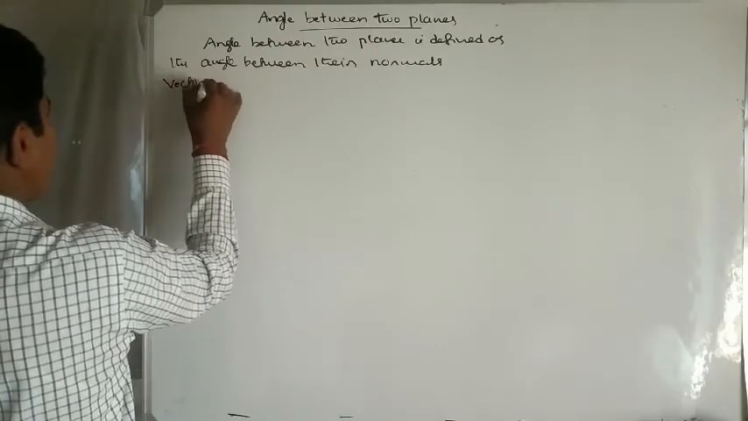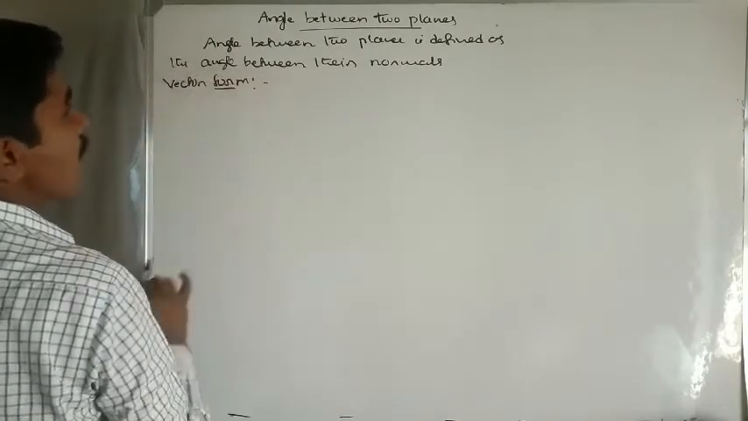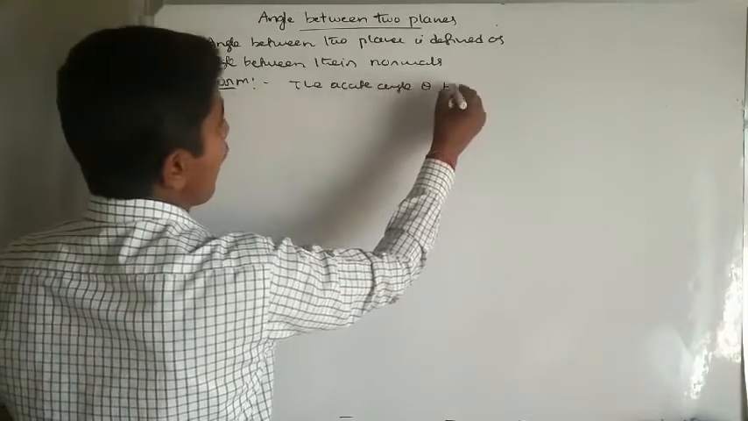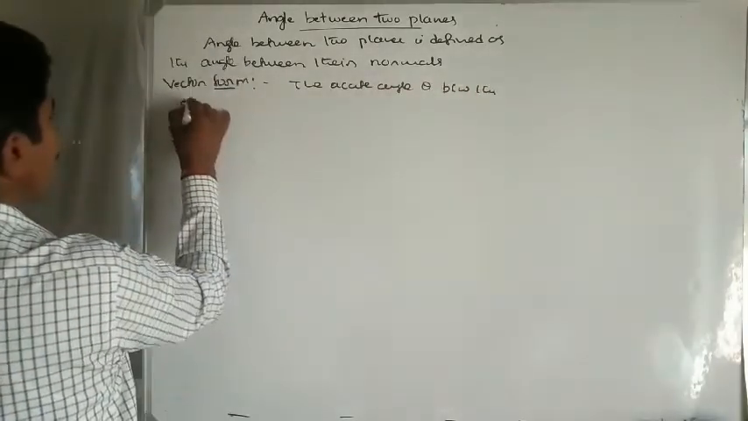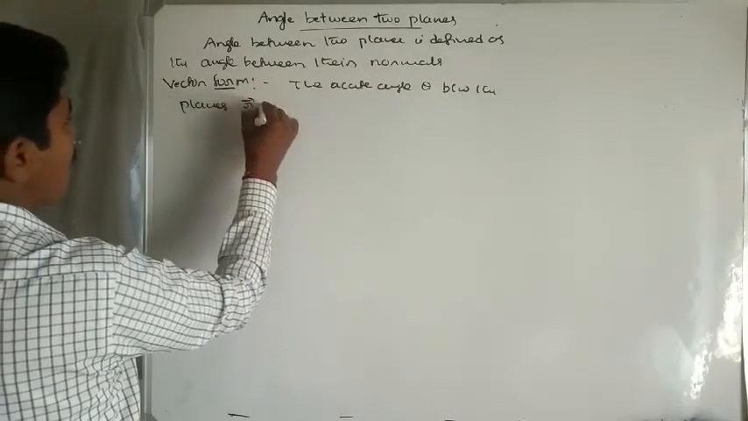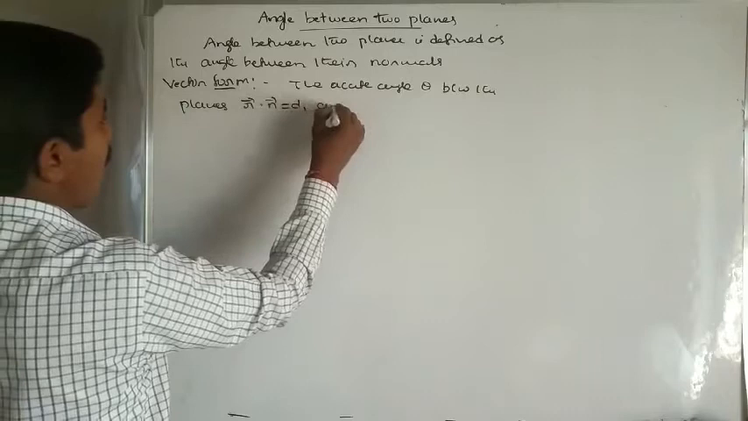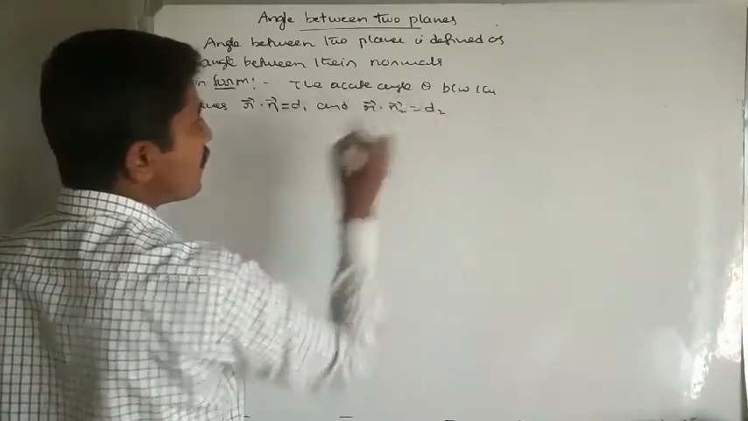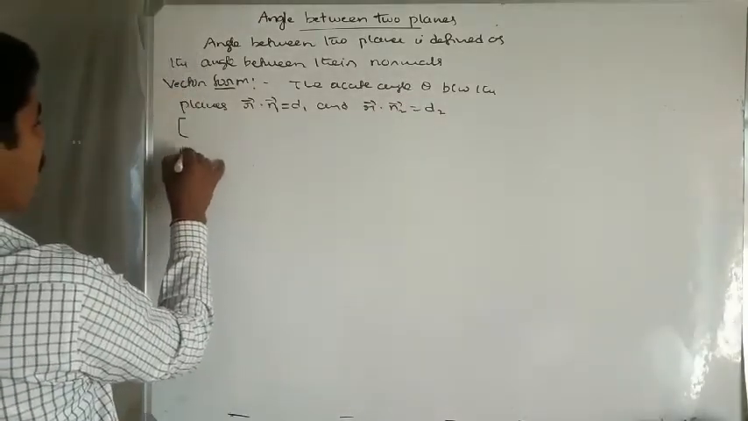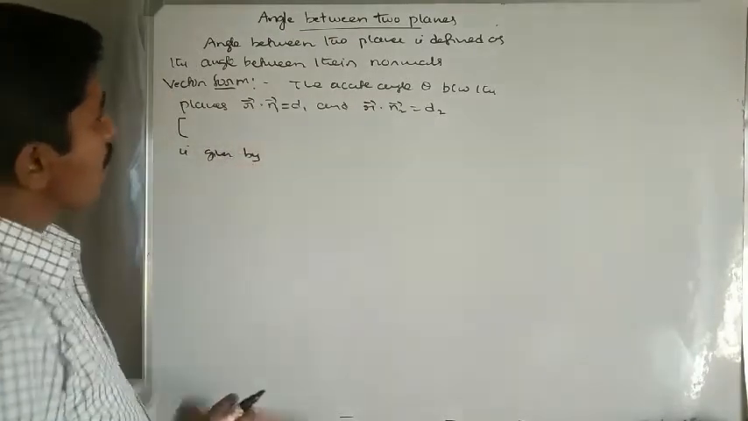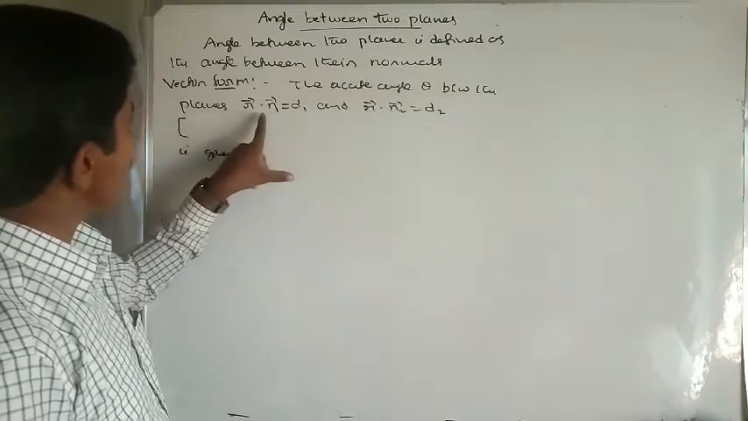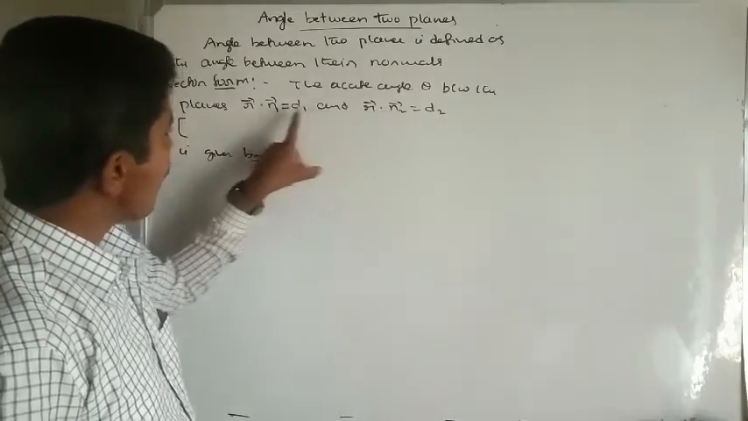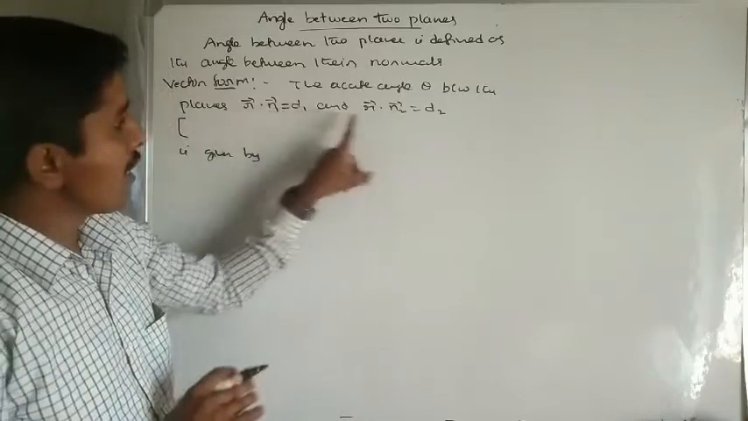Vector form: the acute angle theta between the planes vector r dot vector n1 is equal to d1 and vector r dot vector n2 is equal to d2 is given by... Here vector n1 is normal to the first plane, and vector n2 is normal to the second plane.